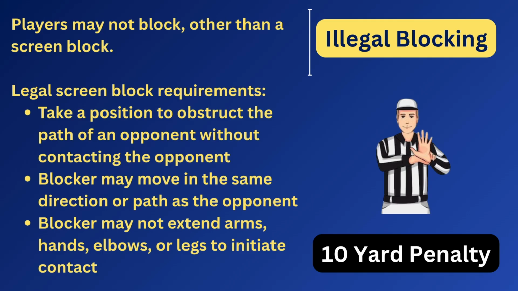So blockers can have their arms down at their side, behind their back, on their chest, straight up in the air. All of those things are fine as long as they're not extending their arms, hands, elbows, or legs to initiate contact. So essentially, you need to stay within the frame of your body. But as you can see, the key words here are initiating contact, right? Contacting the opponent. What we're looking for to call a foul is an offensive player initiating contact with a defender. That's what would potentially be illegal blocking.